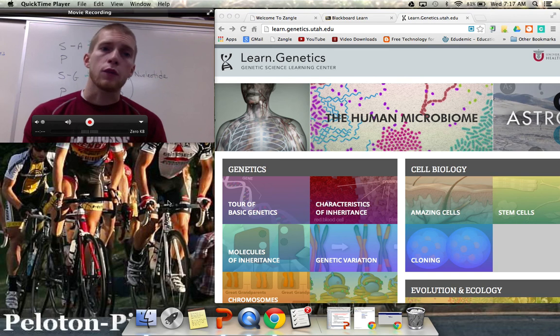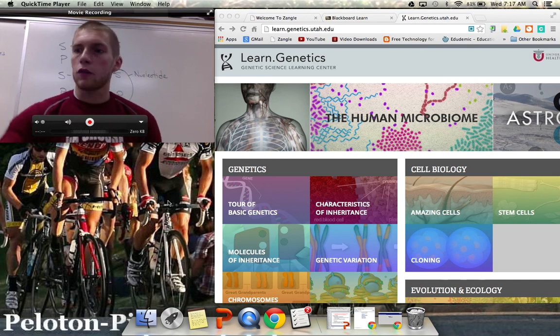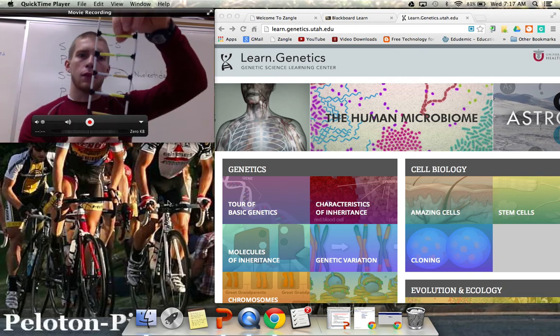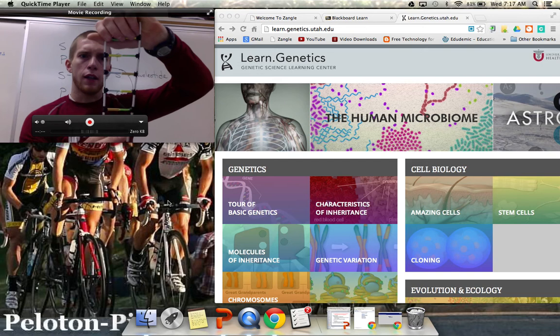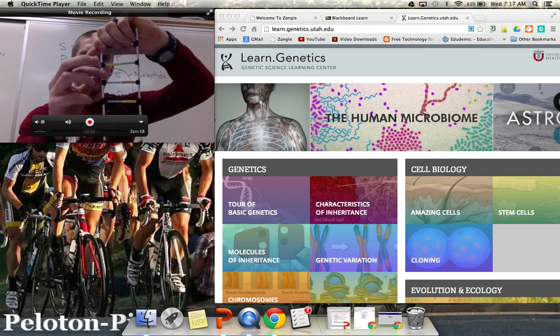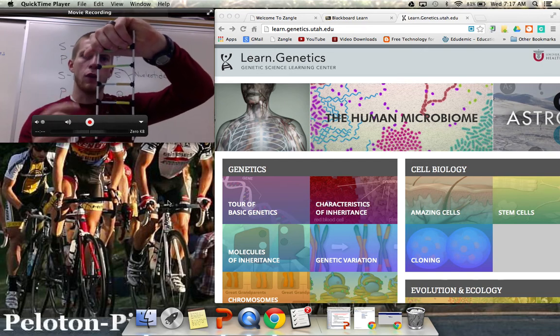the Learn Genetics website. Just want to review things one more time. DNA is a double-stranded double helix, right? It's kind of this twisted ladder shape. It's made up of a sugar-phosphate backbone and different nitrogen bases.